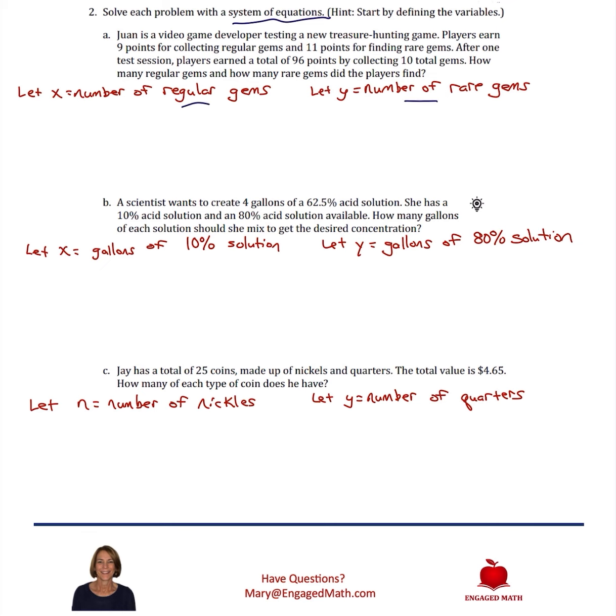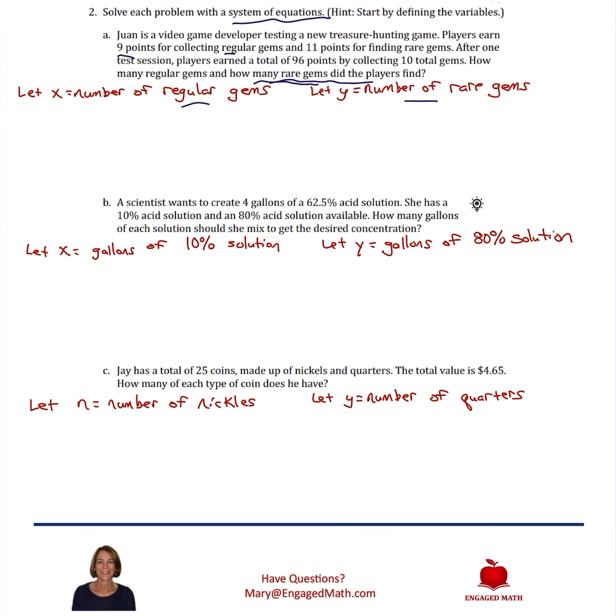I took the liberty of already setting up what the variables are going to be equal to for each one of these three problems. I usually just look at what the question's asking, and typically that works very well for letting the variables equal whatever we're being asked for. In this case, how many regular gems and how many rare gems.